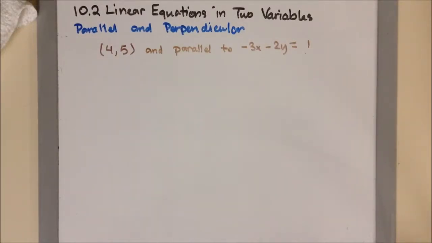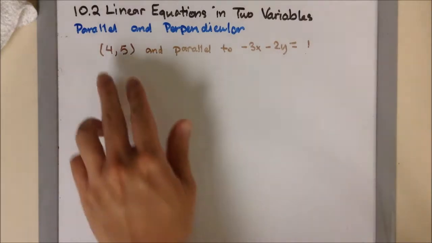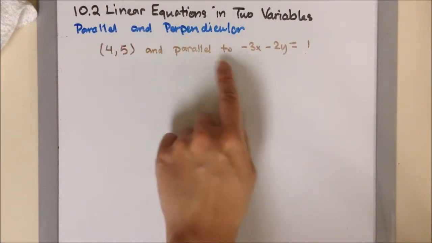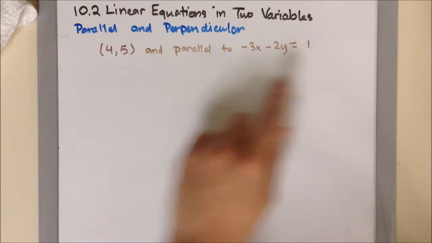So in this part, we're going to focus on writing a linear equation when you're given a point and it's telling you that it's either parallel or perpendicular to the given linear equation. So in our first example, our given point here is (4, 5), and it says that it's parallel to negative 3x minus 2y equals 1.